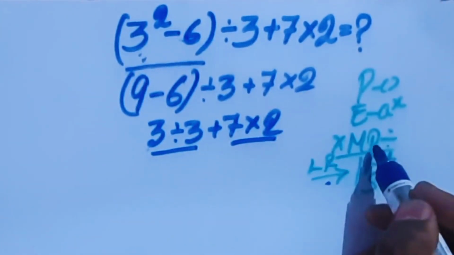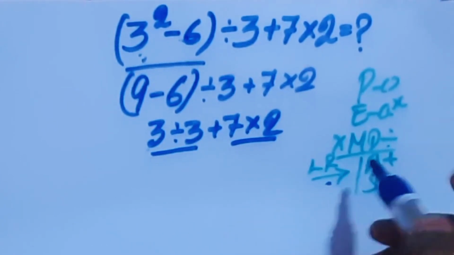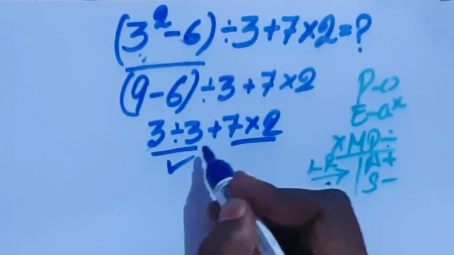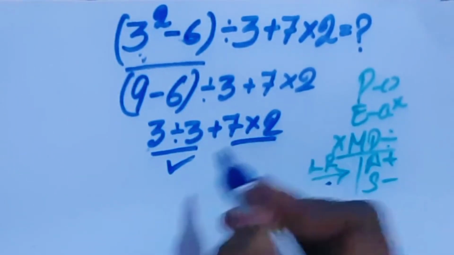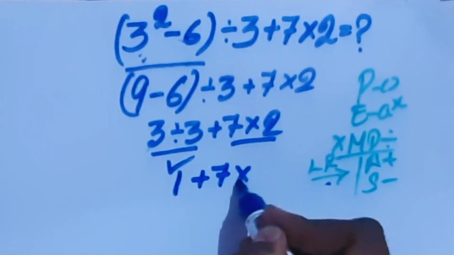Multiplication and division are equal priority. For equal priority, we use the left to right rule. Here, left to right, is 3 divided by 3. We have to do this 3 divided by 3 before the addition and multiplication. Here 1 plus 7 times 2.